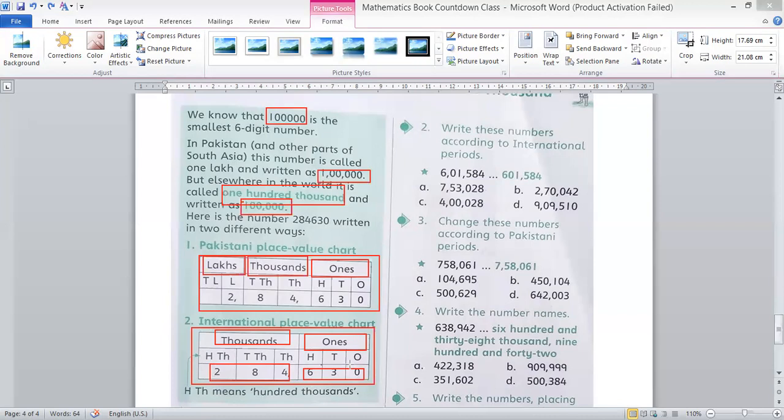The place values of the first portion are 1, 10, 100. And the place values of the second portion are 1,000, 10,000, and 100,000. HT means 100,000. T means 10,000. And TH means 1,000.